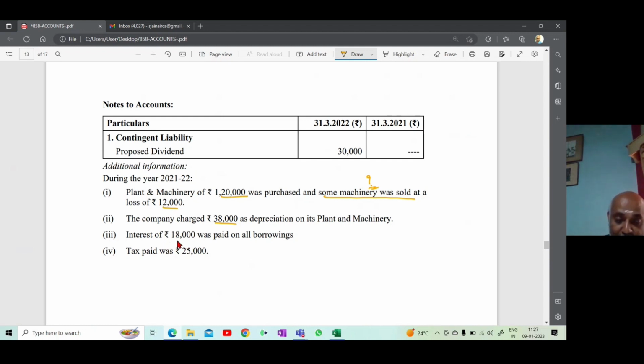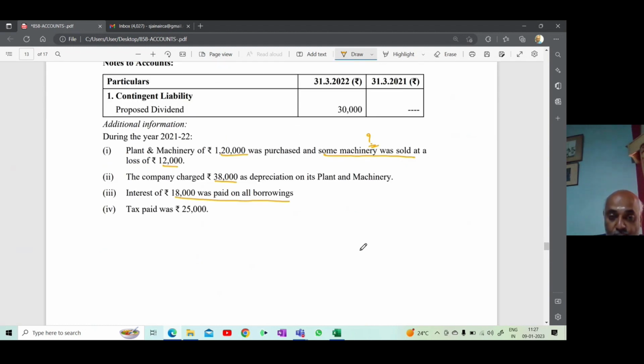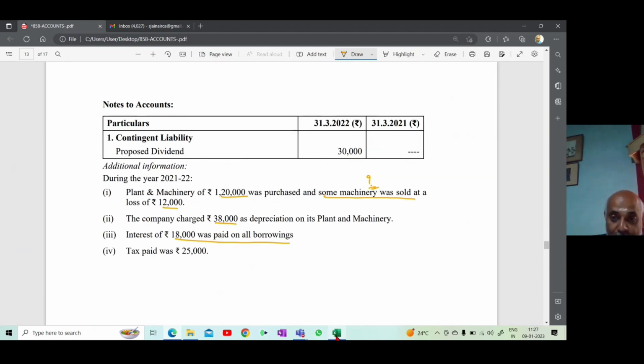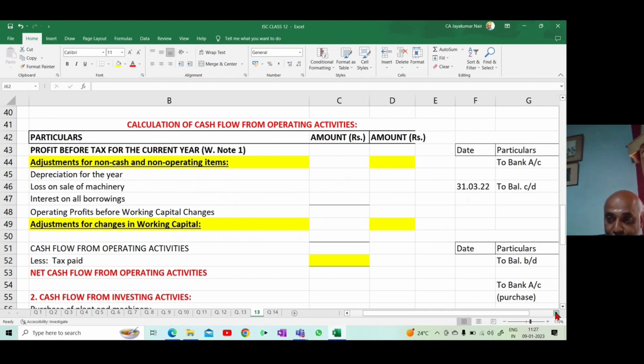Interest of rupees 18,000 was paid on all borrowings. So on debentures and all, we have paid 18,000. Tax paid is 25,000. Okay, this is what is given to you. So we will open the ledger accounts first.